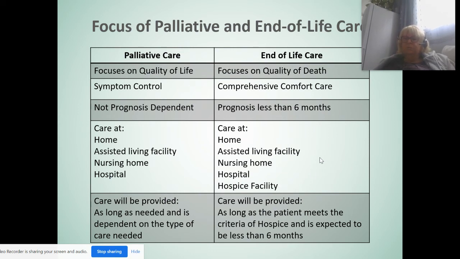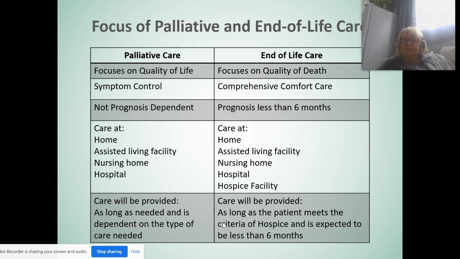There are specialist hospice facilities throughout New Zealand, and you usually find that in most nursing homes or residential care homes, there are specialised or reserved hospice beds. Okay, care will be provided as long as needed and is dependent on the type of care needed. So palliative care for as long as possible or as long as needed for the person.